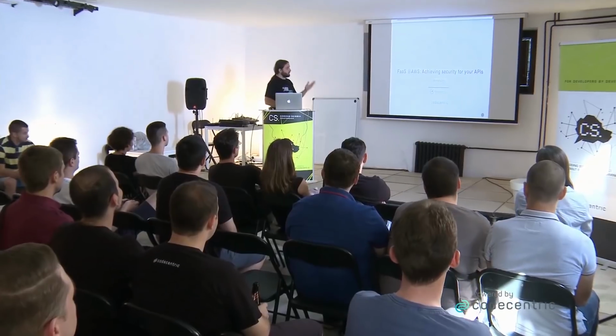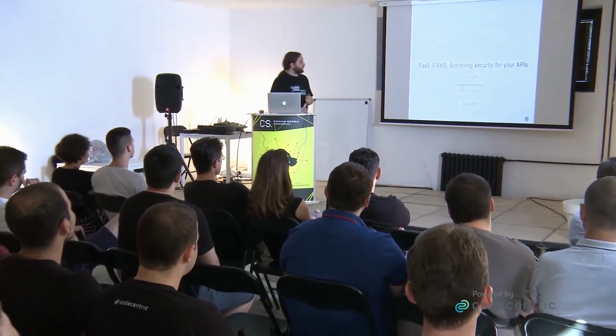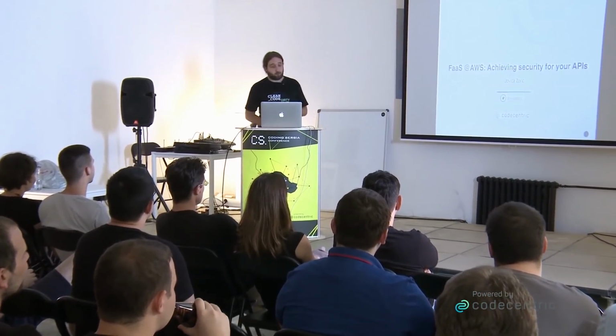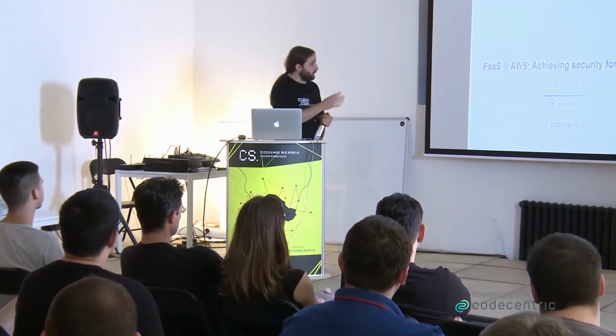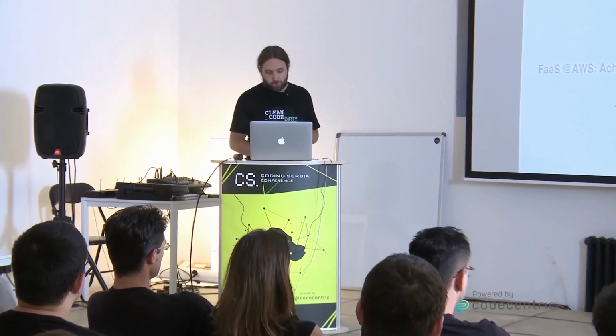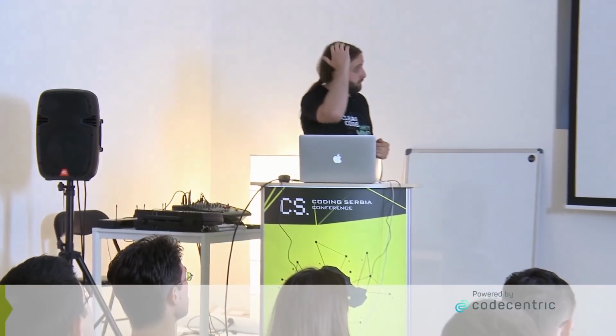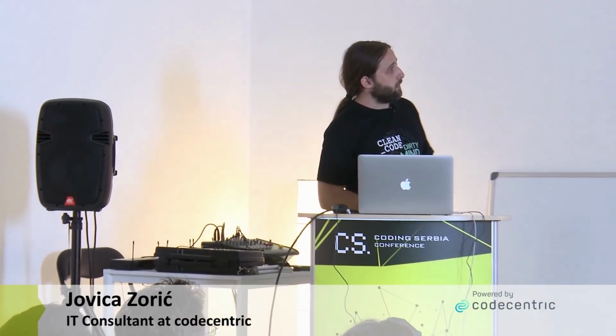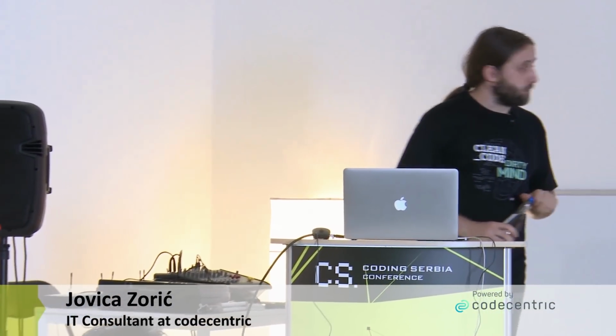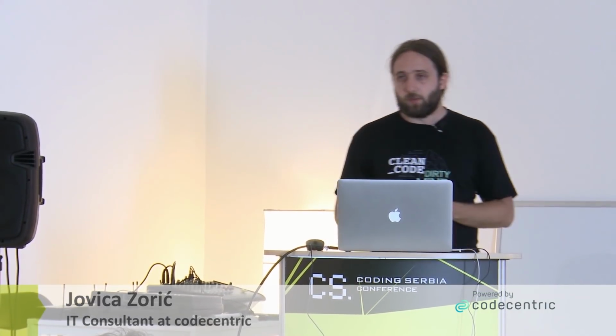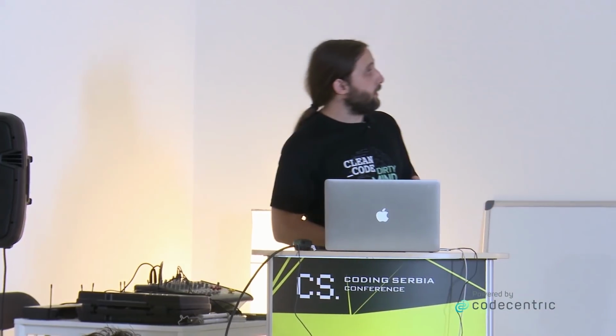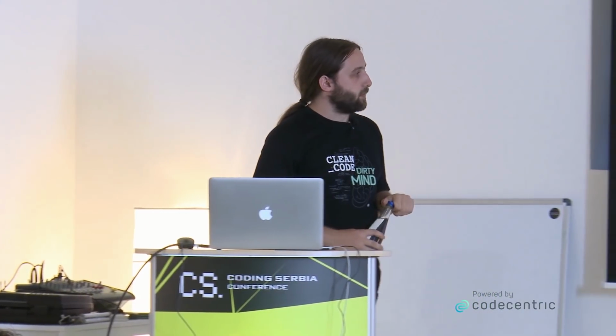So let's start. Today's topic is how to secure APIs on AWS, and we will give accent to Function as a Service. And like the usual story, about me. I'm Jovica, IT consultant at CodeCentric. My current focus is on cloud computing and serverless architecture, and you can find me on Twitter using this Twitter handle.